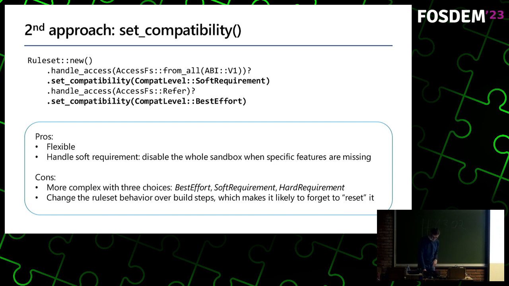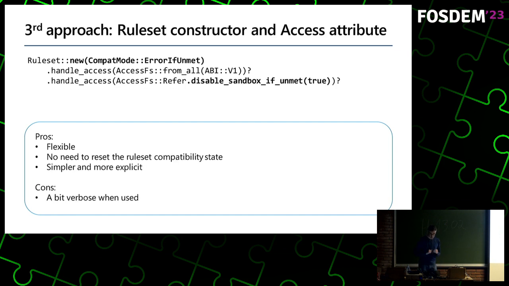So that wasn't ideal either. And the last approach, which is currently a work in progress, is a new one. The idea is to make it still configurable and follow all these properties, but to make it a bit simpler and still flexible. So here, in a nutshell, you can make a new rule set that will error out if there is any unsupported feature, but at the same time, you can specify which feature is required to enable the sandbox or not. That's kind of specific, but it should be better.